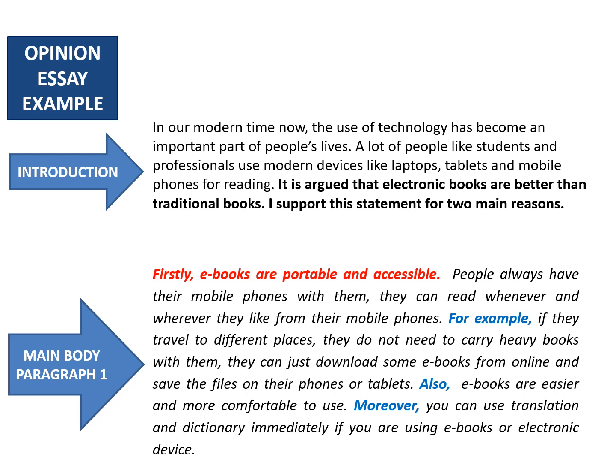Because people always have their mobile phones with them, they can read whenever and wherever they like from their mobile phones. Then after explaining, you need to give an example by using the words "for example". If they travel to different places, they do not need to carry heavy books with them. They can just download some ebooks from online and save the files on their phones or tablets. This is an example of how ebooks can be used and how they are portable and accessible.